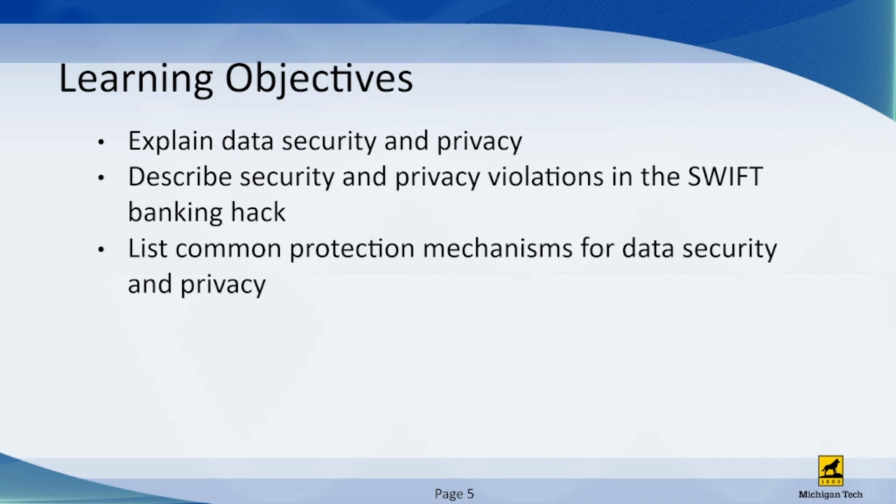On to the learning objectives. It's important to understand the importance of data security and privacy. We need to be able to describe the security and privacy violations that occurred in the Swift banking hack. And objective number 3, identify common protection mechanisms for data security and privacy.